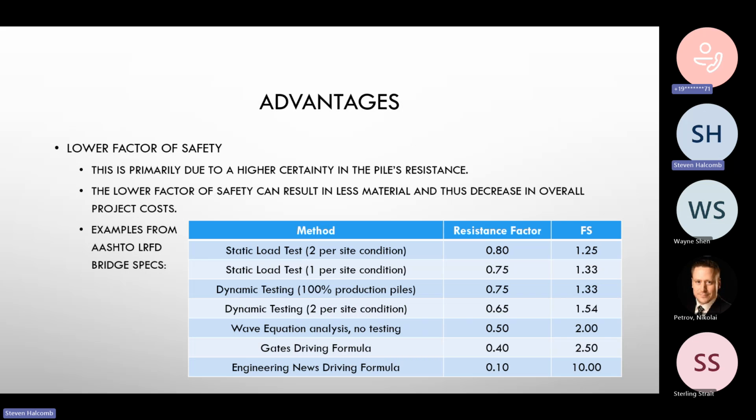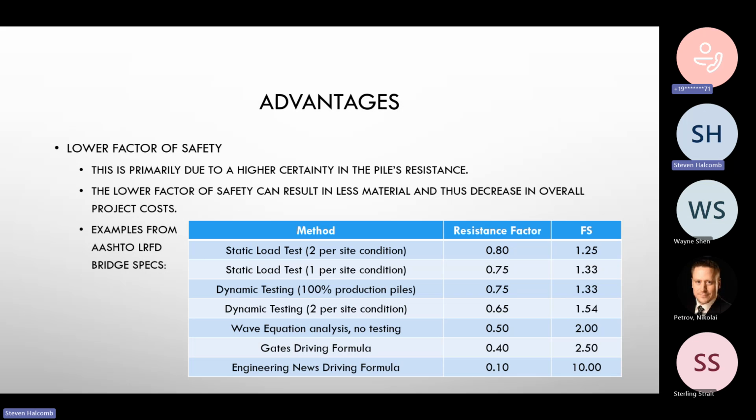AASHTO will actually let you do static load tests, 1 or 2 per site, and you can see the factors of safety that get generated. With dynamic testing, if you did 100%, you get quite a bit lower, or in the realm of a static load test if you do 100%. Maybe those costs are fairly equivalent. I'm not sure, but could be.